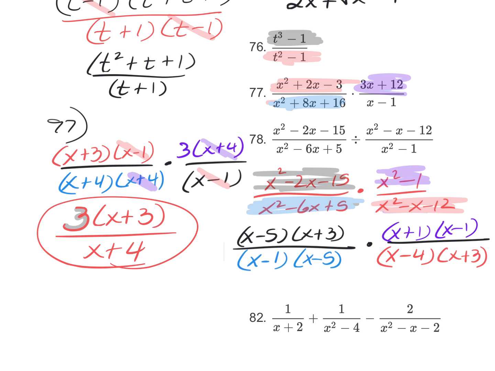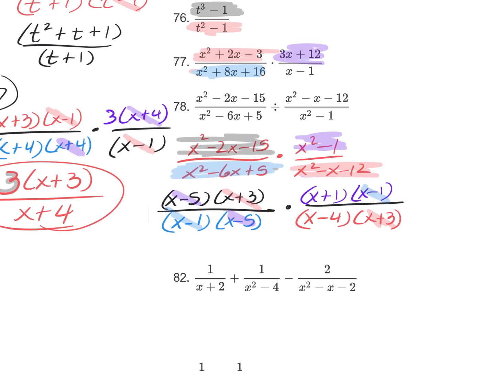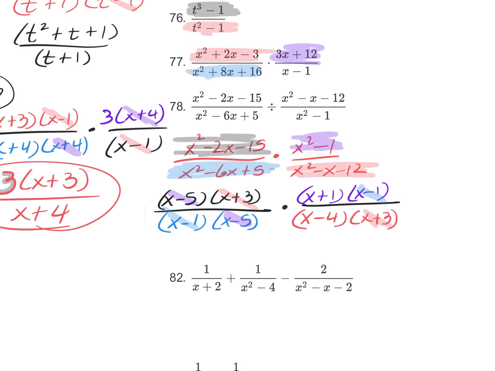Now I'll look for things to simplify. I can simplify the x plus 3's. I can simplify the x minus 1's and the x minus 5's. And then what remains is x plus 1 over x minus 4. So the final answer on 78 will be x plus 1 over x minus 4. Remember, these are attached, so don't try to cancel the x's.